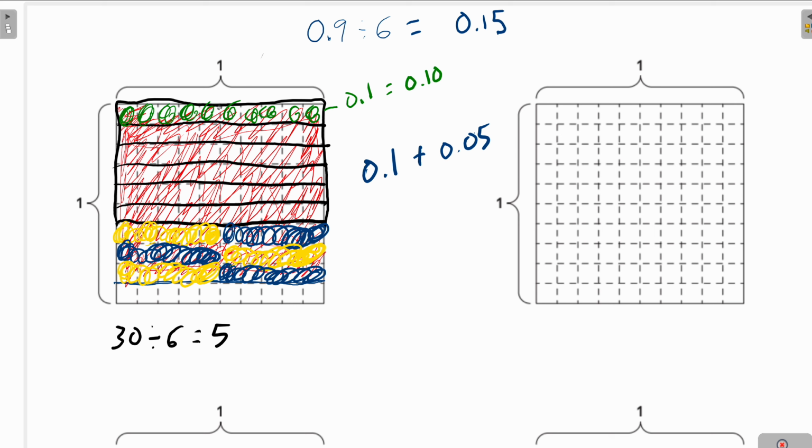As you can see, the way we divided it up right here, first, we started with dividing it into groups that are 10 hundredths each. And then we went ahead and distributed the rest here. And we ended up with 15 hundredths.